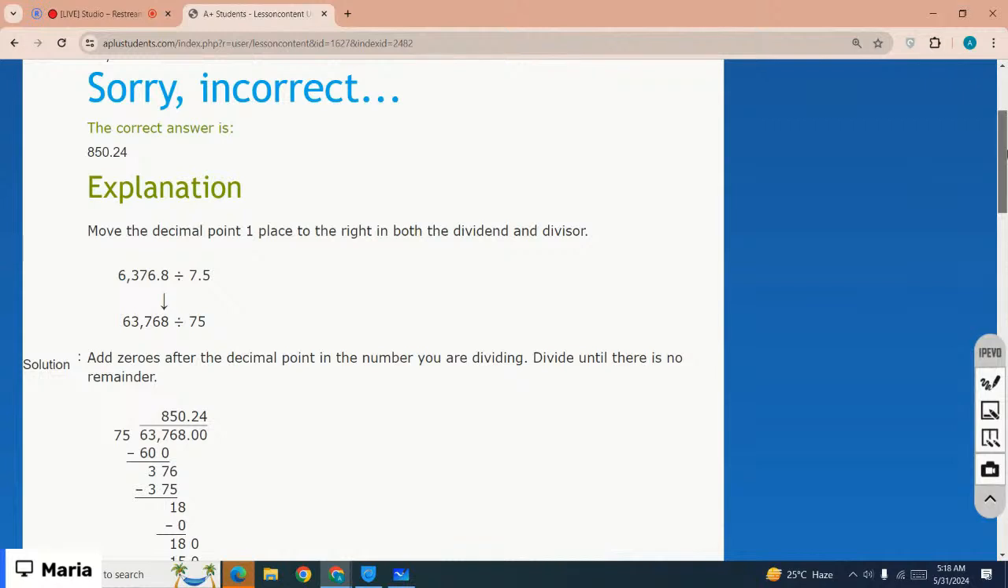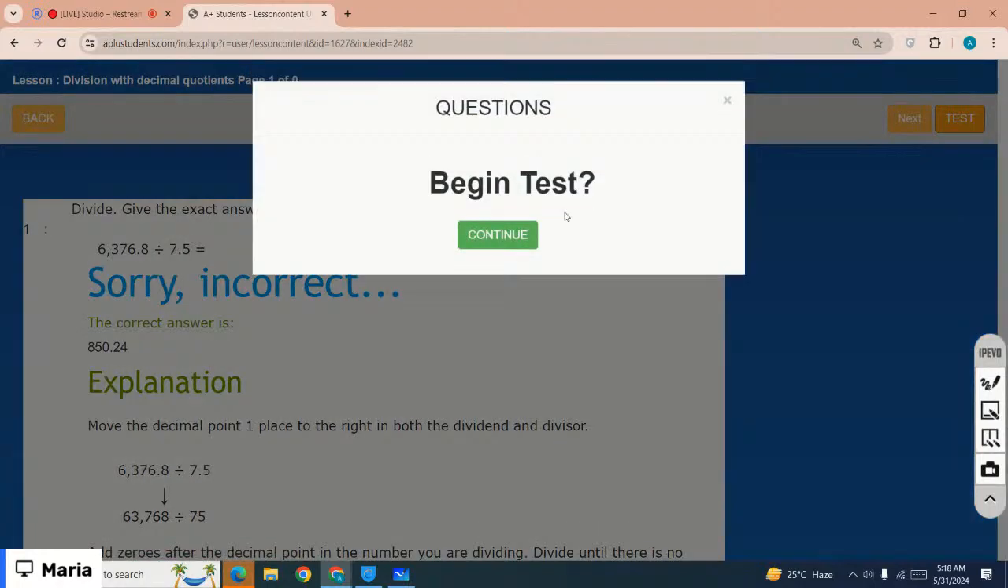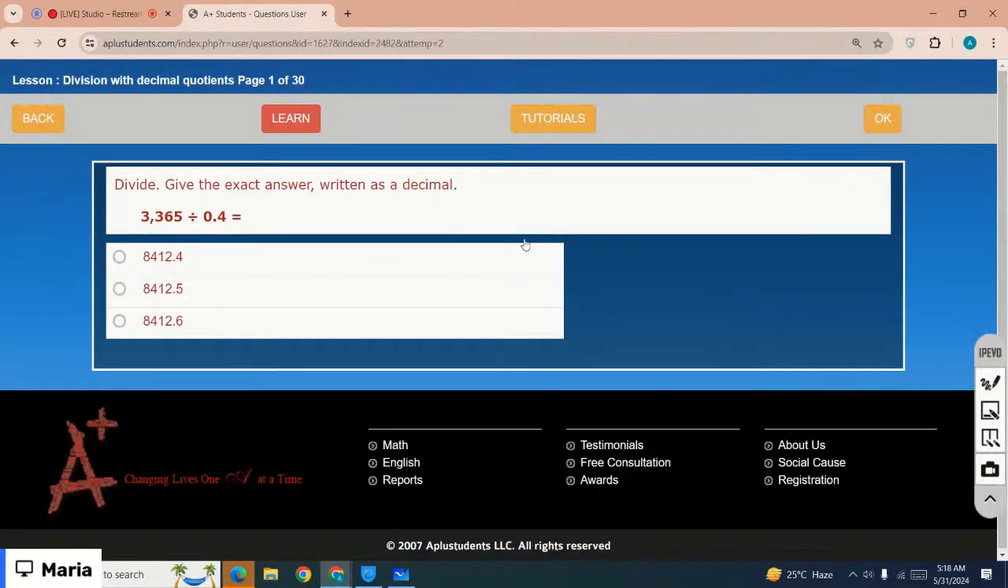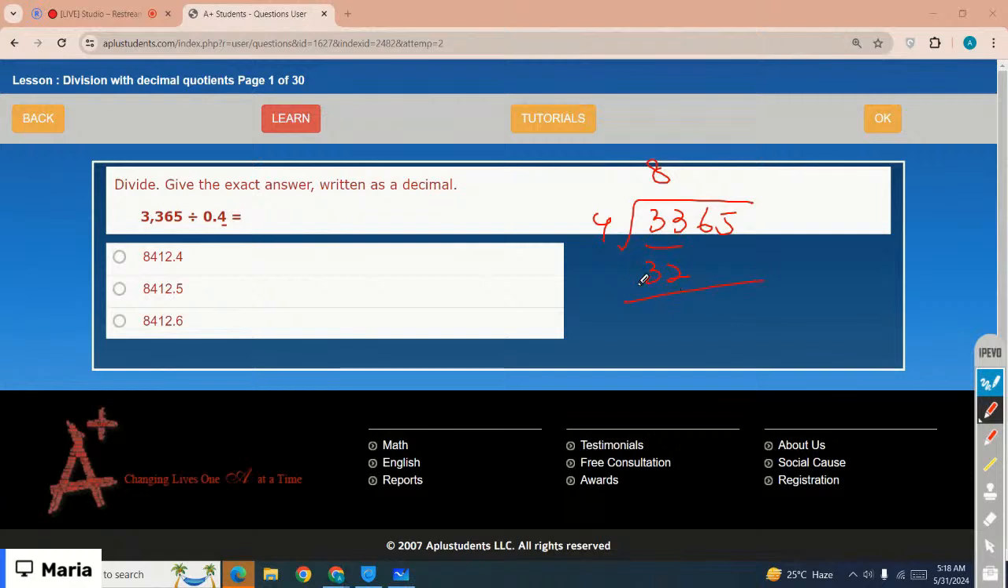Let's just start with the test question that is already solved. Okay, 3,365 divided by 0.4. I'm going to divide like we do with whole numbers. 3365 divided by 4, right? We'll put the decimal point at the end. You have to count the table of 4 until 33. So 4 times 8 is 32. We can go for 4 times 8, right?